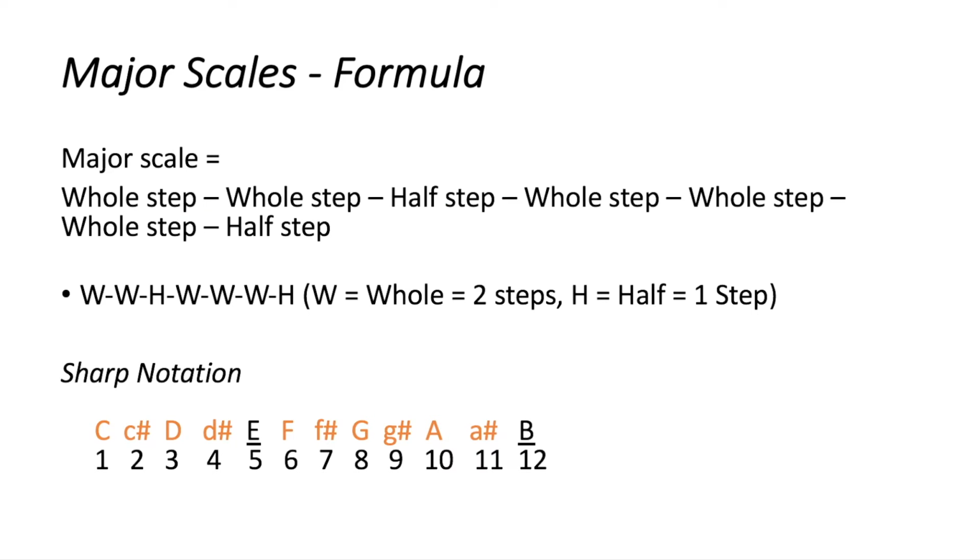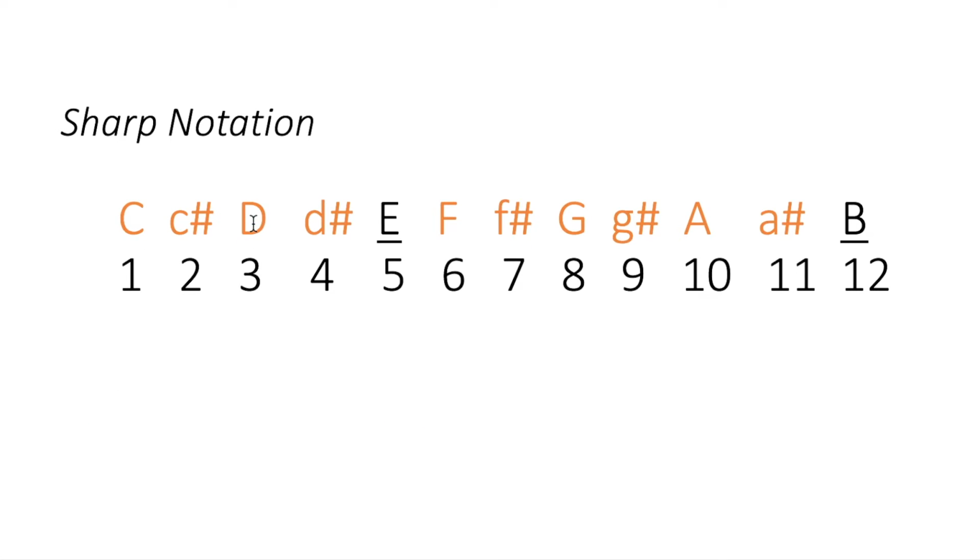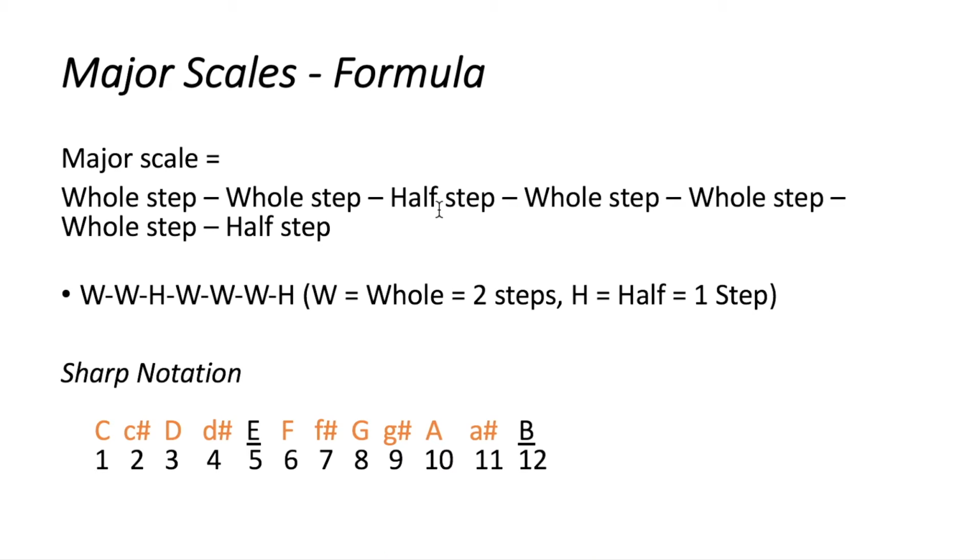Okay, and what is my formula? The next is again whole. So after D it would be E, because 1, 2 steps, which is E, and then it would be a half step. So if you see here, we have got up to E, and then it's a half step, which is F. Okay, and then it's a whole step.